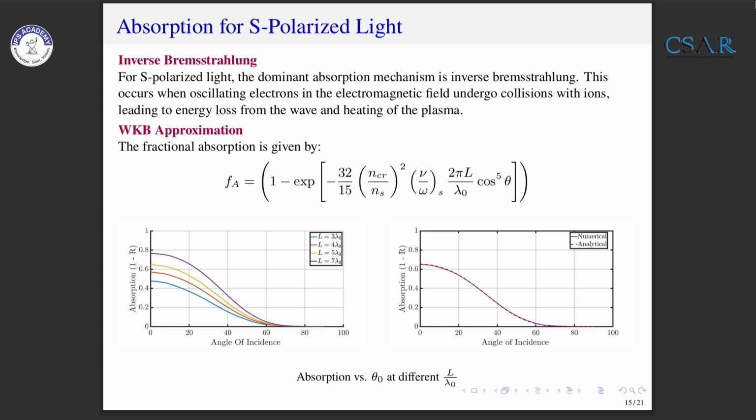That's why the absorption increases. And secondly, we see that as we increase the angle of incidence, absorption decreases because the critical layer shifts towards the vacuum-plasma interface. So the laser penetration in the plasma is less. That's why the absorption decreases while increasing the angle of incidence. And the right graph is the validation of our numerical and analytical solution at the scale length of 5.